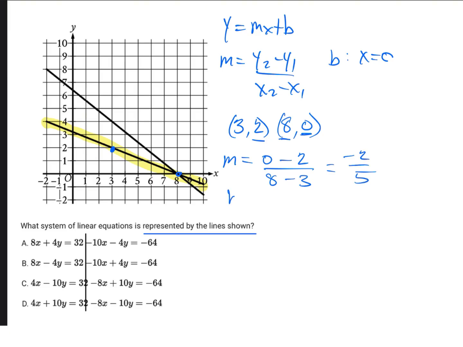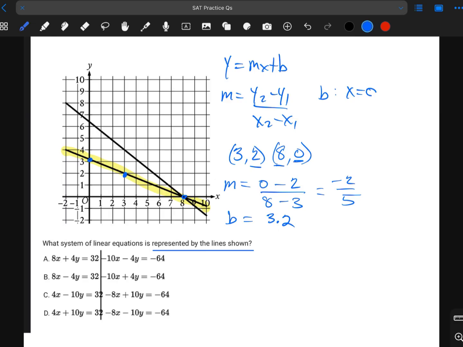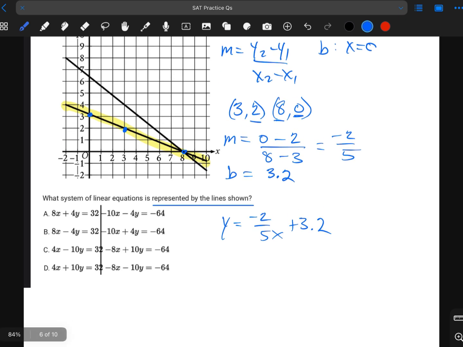And what is your y-intercept? Well, the y-intercept is where do you fall on the y-axis at x equals 0. So for this particular line, you're about 3 point something, let's say 3.2. So now that we have the slope and the y-intercept, we could recreate that line. So y equals negative 2/5 x plus 3.2. Now that doesn't match any of the answer choices here, and that's because they want you to do some type of manipulation.